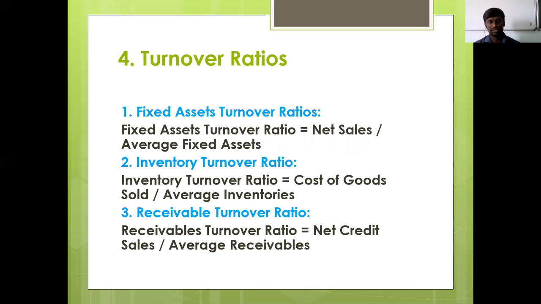Next, the turnover ratios. Fixed assets turnover ratio equals net sales divided by average fixed assets. For average fixed assets, we add the opening and closing values and divide by 2. The next one is the inventory turnover ratio, which equals cost of goods sold divided by average inventories. The next one is the receivable turnover ratio, which equals net sales divided by average receivables.